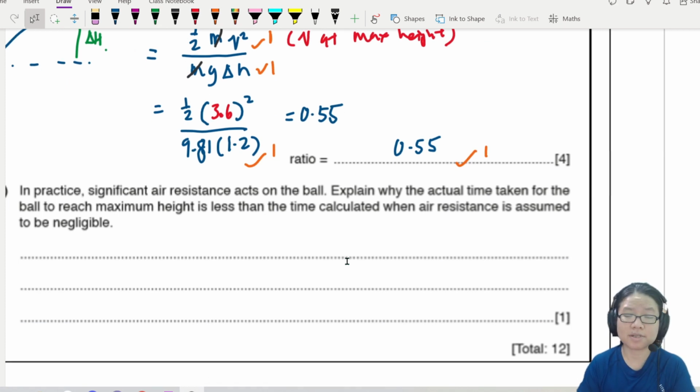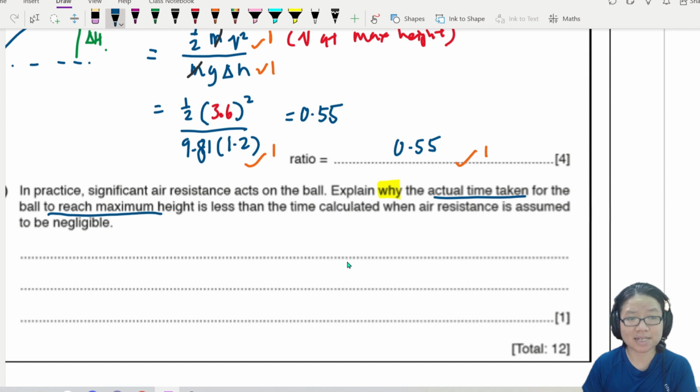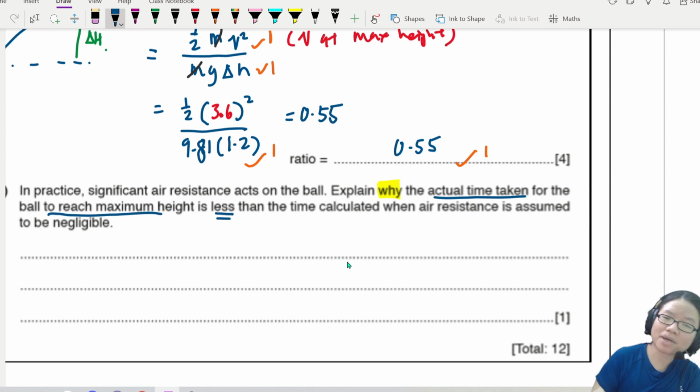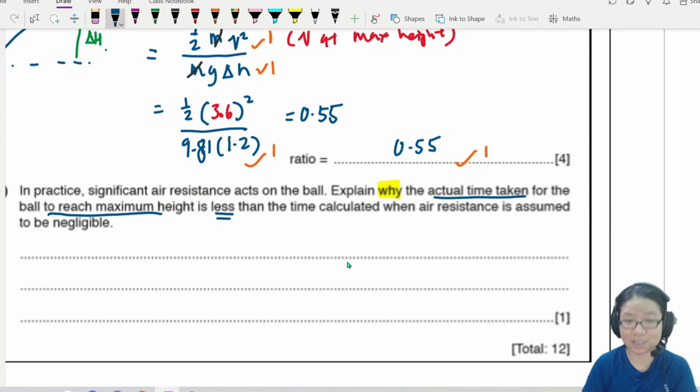In practice, there's always air resistance, right? Explain why. So we want to know why the actual time taken for the ball to reach maximum height is less than the time calculated when air resistance is assumed to be negligible. So what they're asking for is, why does it take less time?